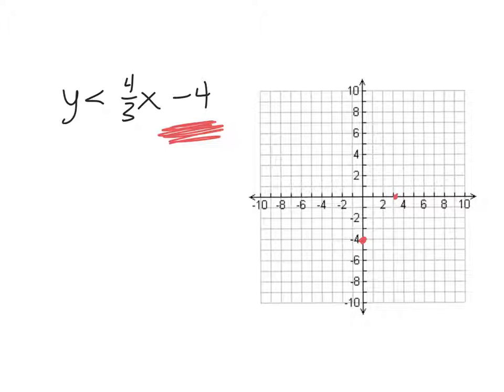Okay, is the line going to be solid or dashed? Wait, where's the second one? Where'd you put it? I went up 4 and to the right 3. Okay, so the line is going to be dashed because there's no "or equal to" under here.